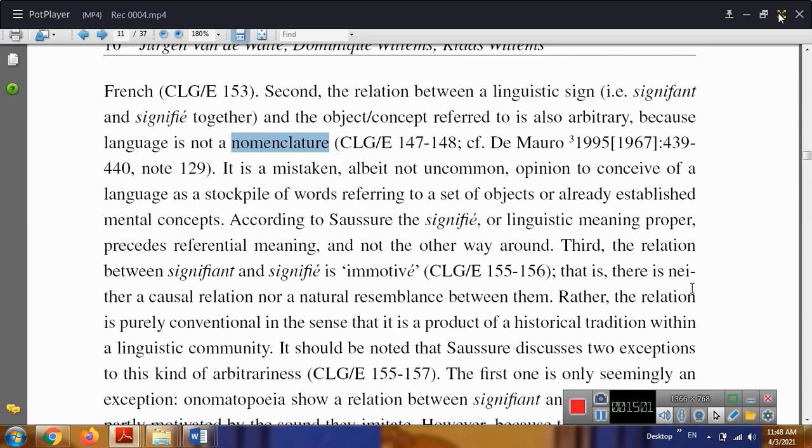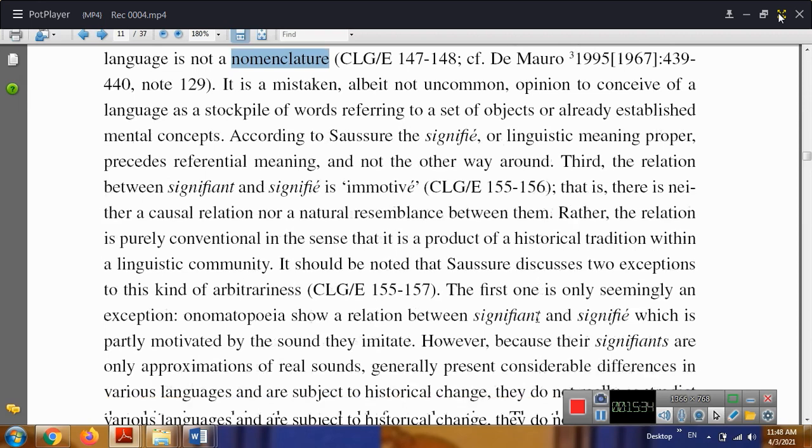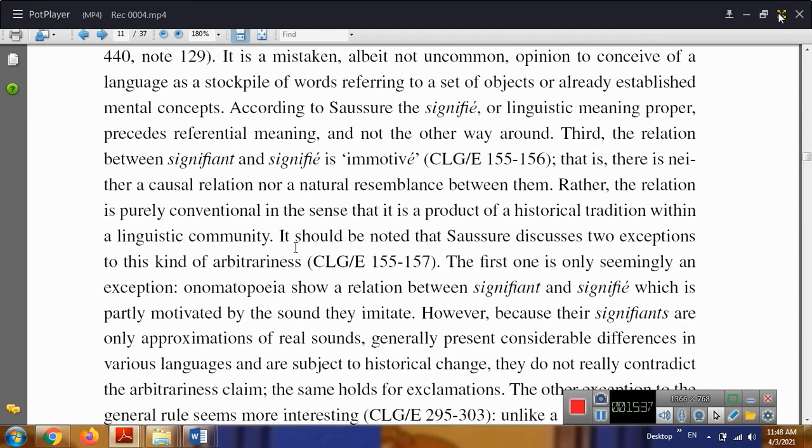Third, the relation between signifier and signified is arbitrary. That is, there is neither a causal relation nor a natural resemblance between them. Rather, the relation is purely conventional, in the sense that it is a product of a historical tradition within a linguistic community. It should be noted that Saussure discusses two exceptions to this kind of arbitrariness. Okay, here we introduce four ways to understand that the sign has a conventional nature.